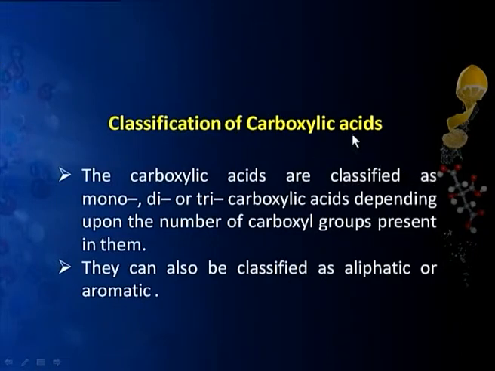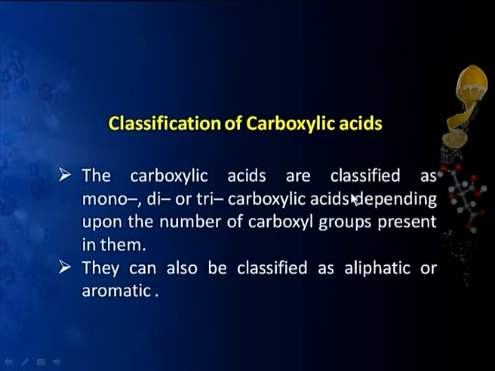Carboxylic acids are classified as mono, di or tricarboxylic acids depending upon the number of carboxyl groups present in them. If there is one carboxyl group present, we call them monocarboxylic acids. If there are two, then we call them dicarboxylic acids, and so on.